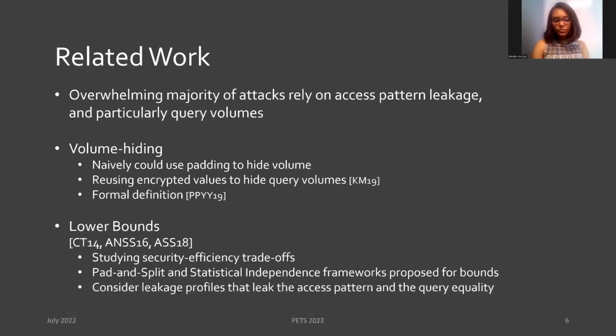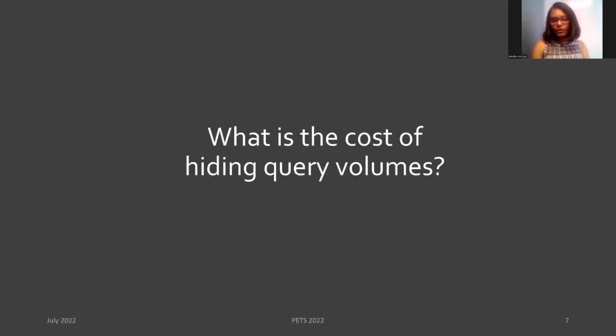There's also been a line of work in lower bounds, which looks to study the security and efficiency trade-offs. However, most of this work has looked at leakage patterns that leak both the access pattern and the query equality. And we also know separate bounds for the query equality. So the question that we ask in this work is, what is the cost of hiding the query volumes in particular? And how much should we expect to pay if we do not want to reveal query volumes?